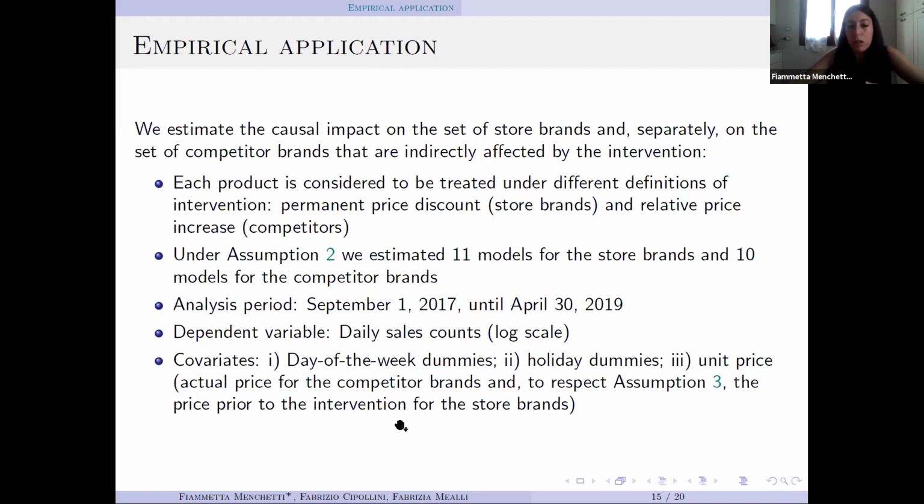In particular, we have reason to believe that that price would be maintained at a constant level throughout the whole analysis period, and this was based on the observation of the past price evolution. So we have reason to believe that the price of the store brands would have evolved in that way.